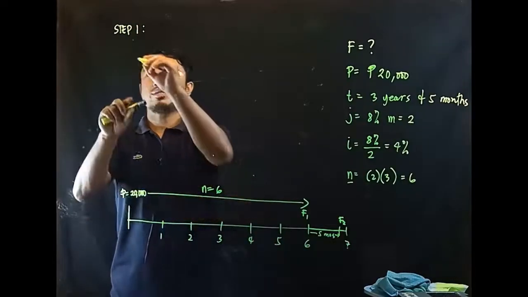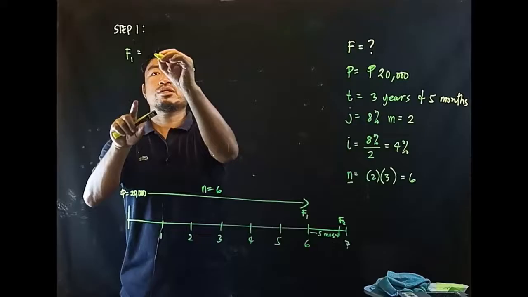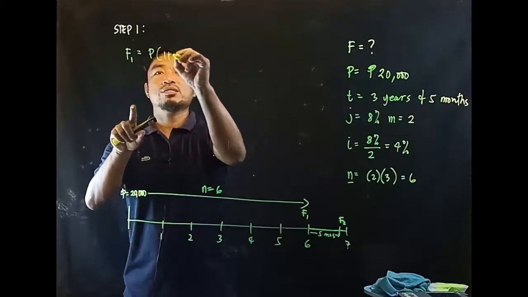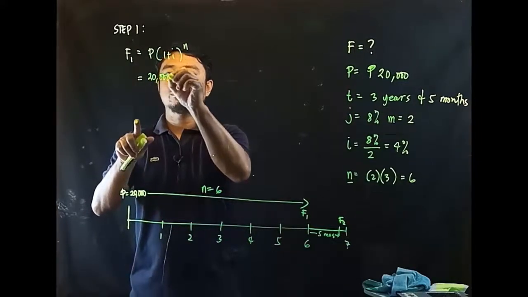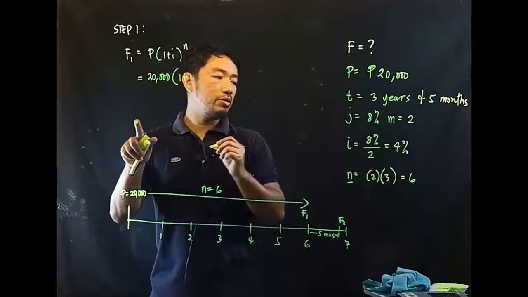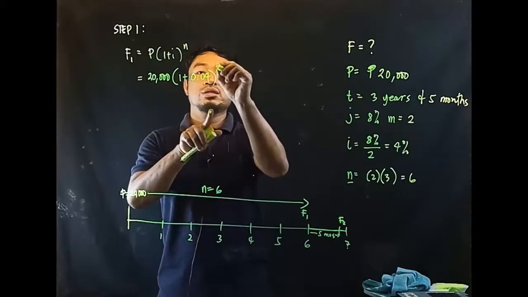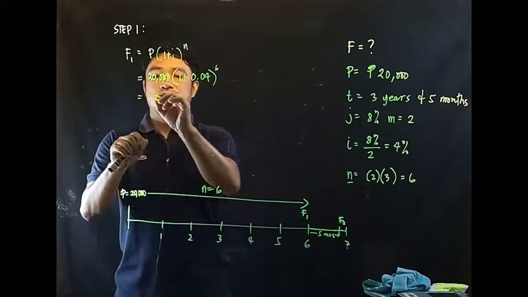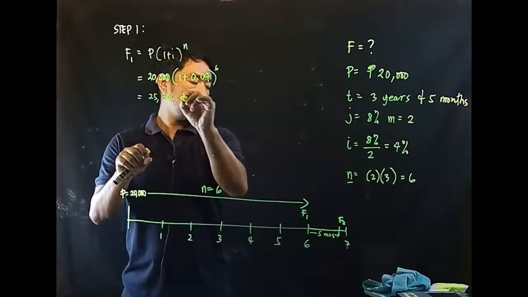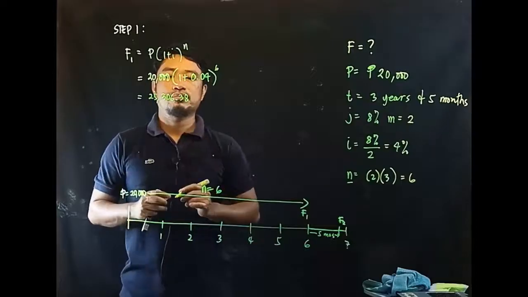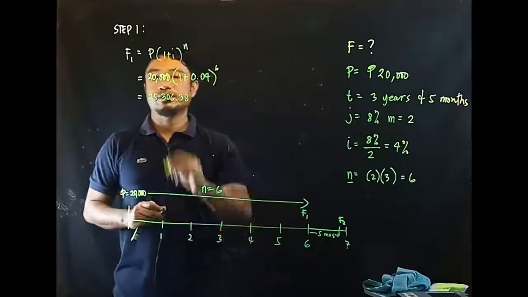So for step 1, find the temporary final amount for n is equal to 6. So this is equal to P times 1 plus i raised to n. Original amount is equal to 20,000 and interest per compounding period is 4% raised to 6 periods. That's 25,306.38 as our temporary final amount after 6 periods.